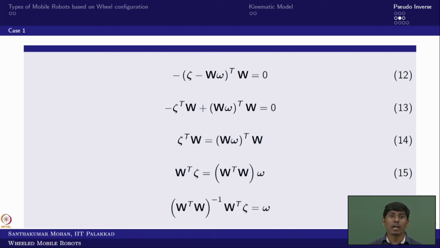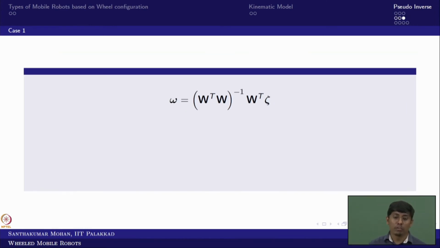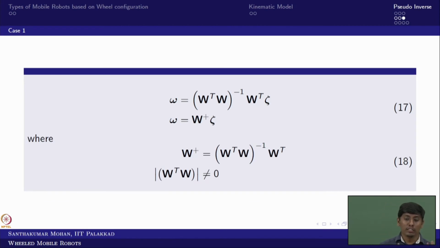Now you can see what happened: the left inverse. If it is over-specified, what you obtain is the left inverse. If W is given as a rectangular matrix where m is greater than n, you can apply this. This is what Moore and Penrose have given, what we call the Moore-Penrose pseudo inverse. So this is what we have finally written in the normal form. Now only one condition is there: the determinant of W transpose W is supposed to be non-zero. This is the condition, where W plus I am writing as a left inverse.